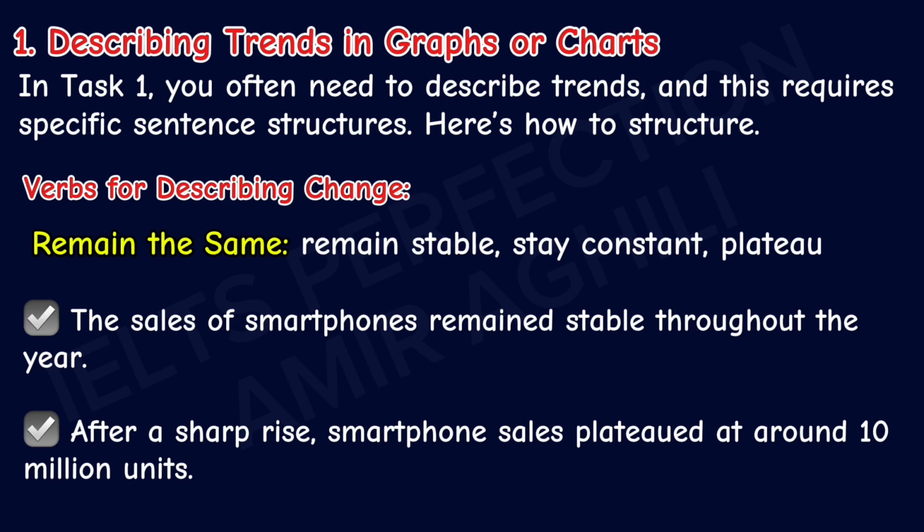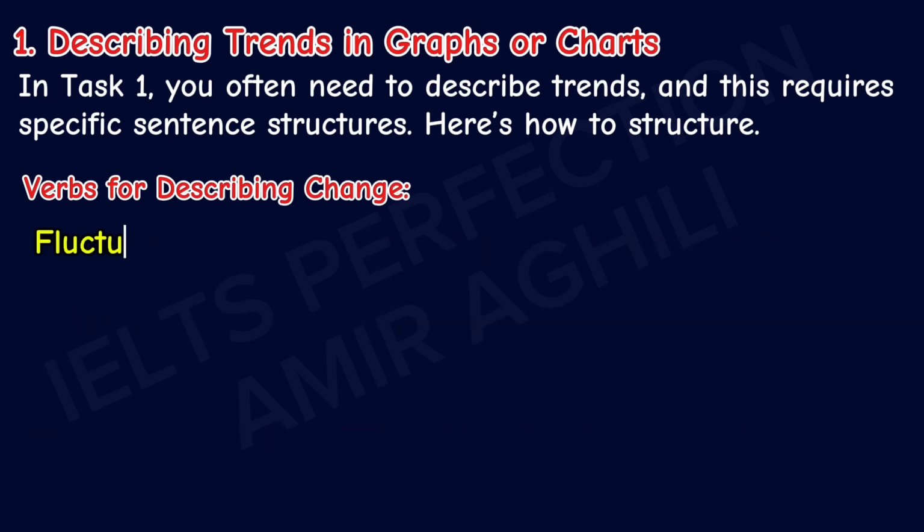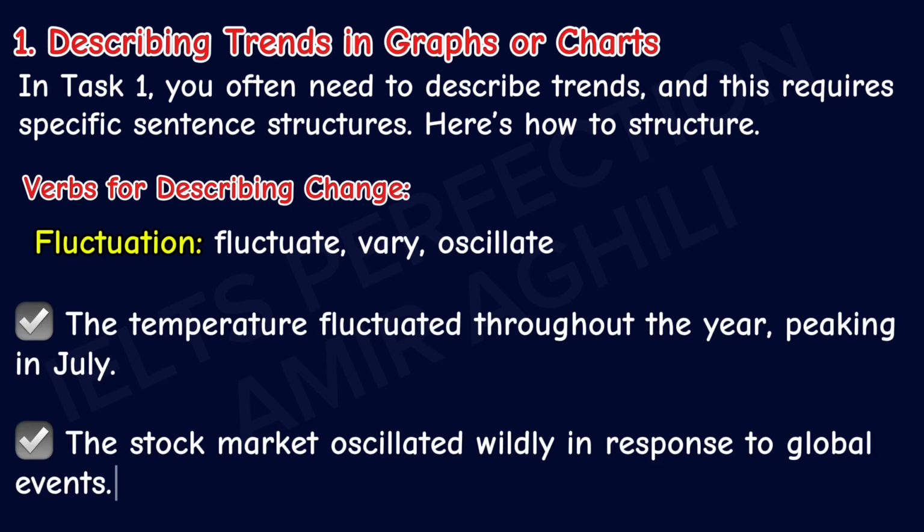Also, for fluctuation, you can use the verbs like fluctuate, vary, and oscillate. The temperature fluctuated throughout the year, peaking in July. The stock market oscillated wildly in response to global events.